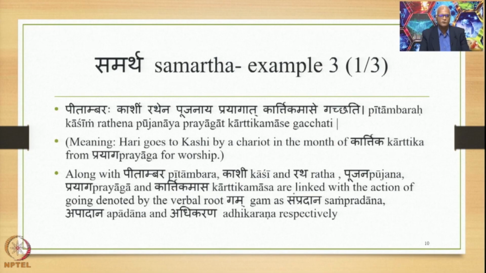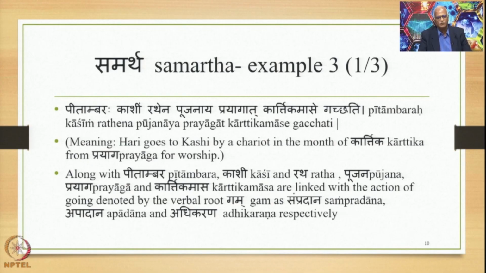Now we have another sentence with some additional elements. Pitambaraha Kashim Rathena Pujanaya Prayagat Kartikamase Gachati. Meaning, Hari goes to Kashi by a chariot in the month of Kartika from Prayaga for worship.